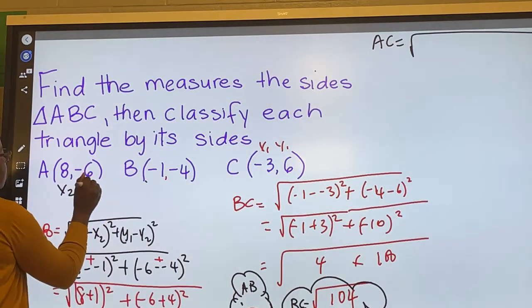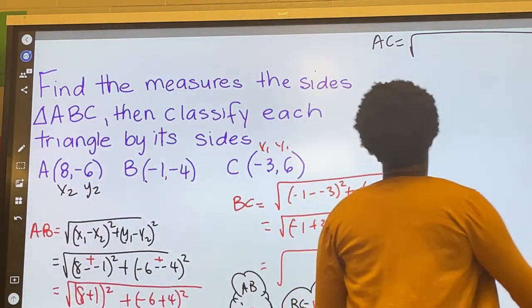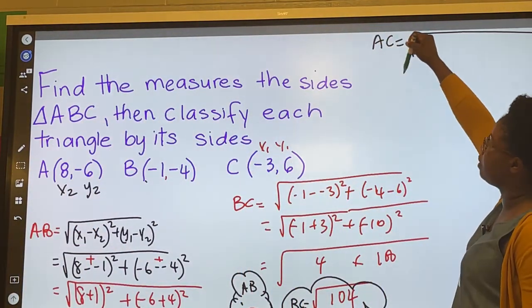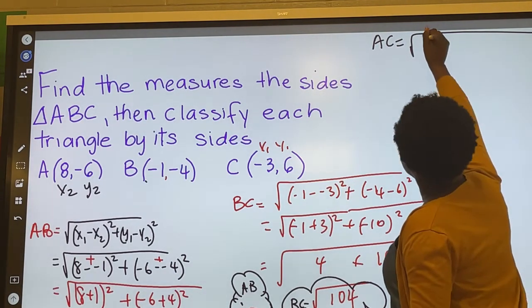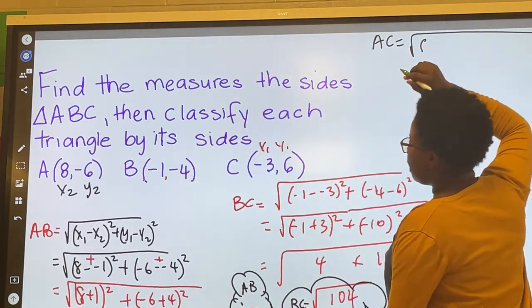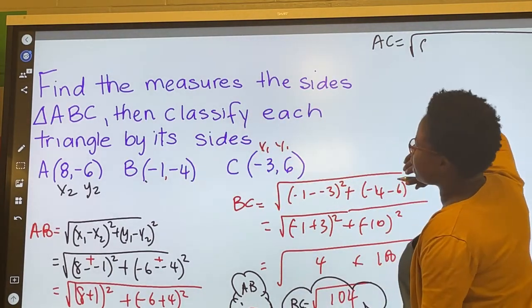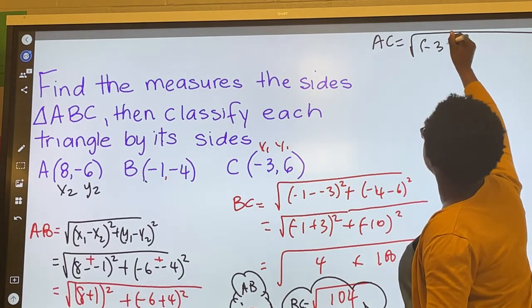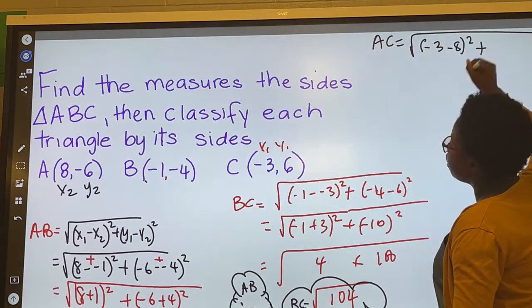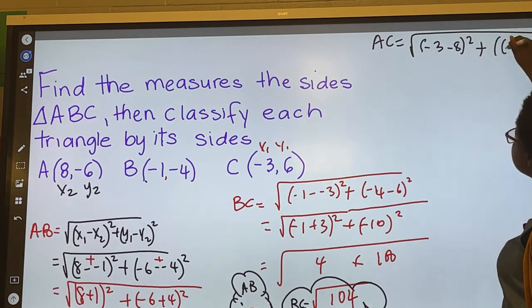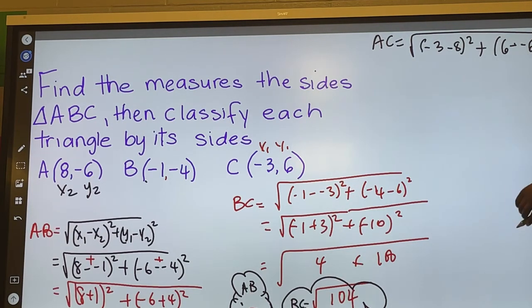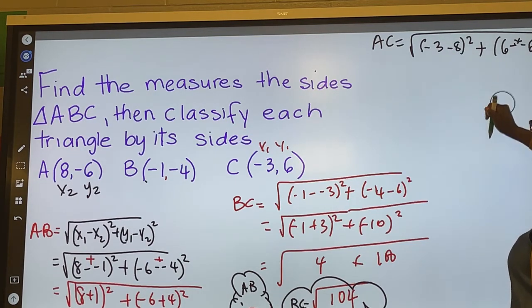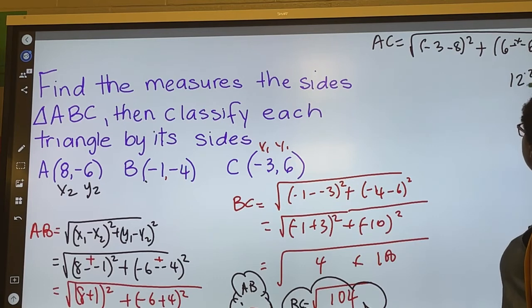I'm going to call this x2, y2. If you want to write the points of AC here, so it's easier for you to see, that's fine, but I'm going to work it as it is. So remember, I'm using the distance formula. I'm going to say x1, so that's negative 3 minus 8 all squared plus y1 is 6 minus negative 6 all squared. These two make a positive right here, so that's going to give me 6 plus 6 is 12 squared.